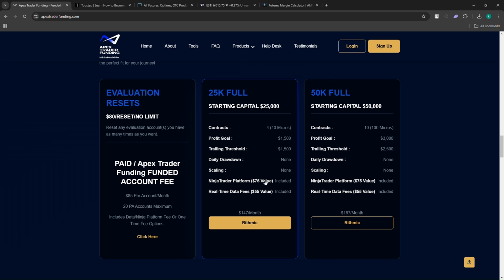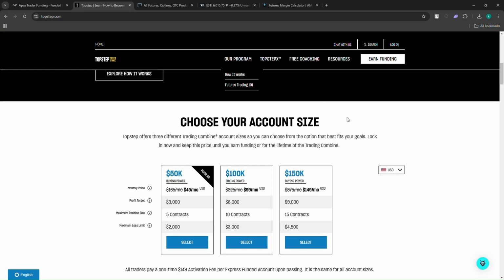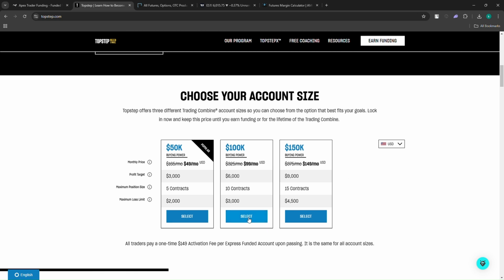So if you find that a little bit tricky, you can use TopStep. TopStep is also good. It's a little bit more expensive. They do have some more rules when you are funded as well, so be on the lookout for that. But 50 bucks for a $50,000 account, $3,000 profit target, $2,000 maximum loss limit.